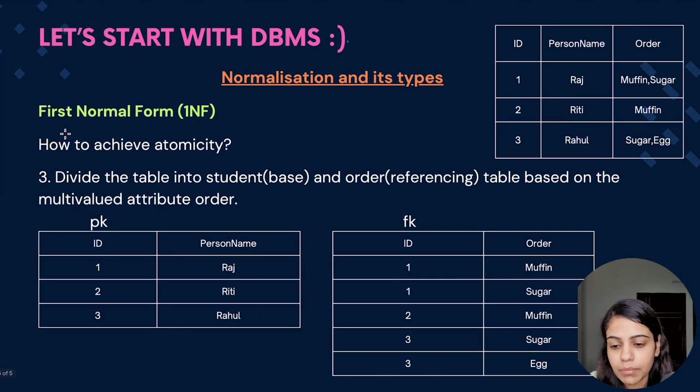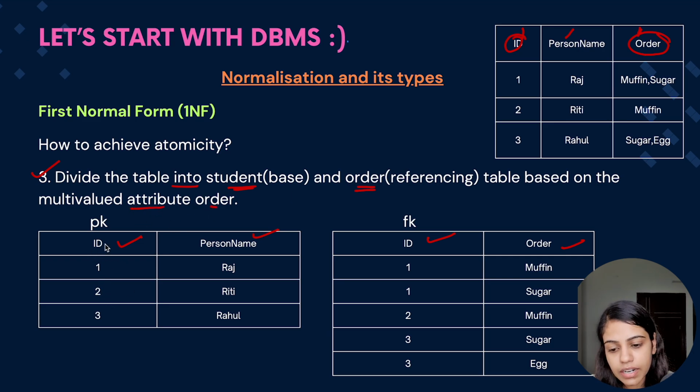Now coming to the final approach. In the final approach, what we will do is divide the table into 2 tables. First is the student table and second is the order table. So we'll see that order is the multi-valued attribute, so we will divide the table into 2 tables. First table would be having ID and person name. Second table would be having order, but we need to maintain that this particular order belongs to which particular person or which particular ID. So we will be breaking it into ID as well as order. So there would be 2 tables. First is having ID and person name, second is having ID and order. So we will break the table based on the multi-valued attribute.